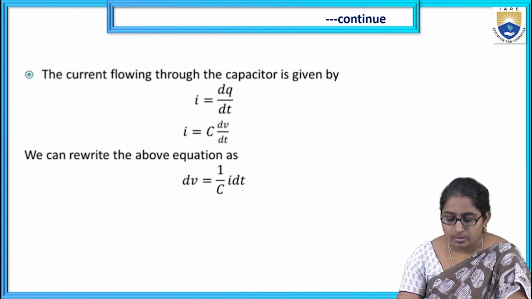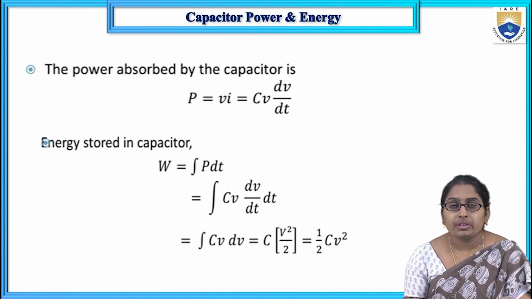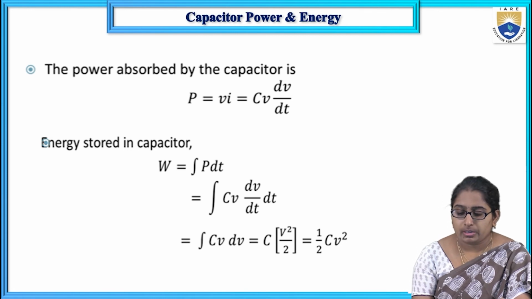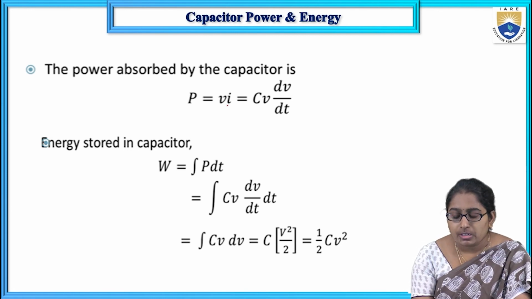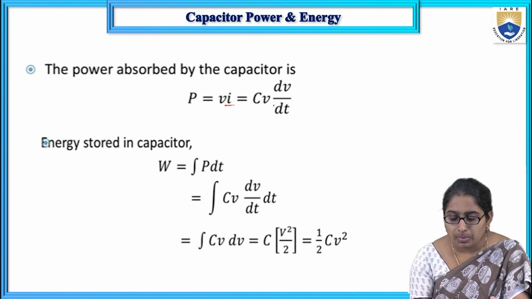Next, power and energy. In the case of a capacitor, we know from the definition that power is given by V into I. Substituting for I, we know that I is equal to C into dV by dt. So the power equation in the case of a capacitor is given by C V dV by dt.